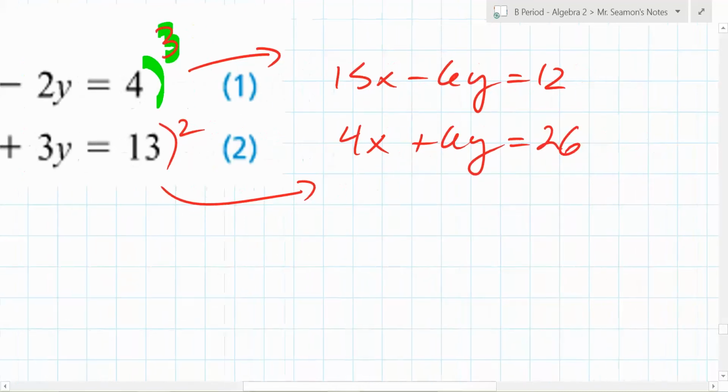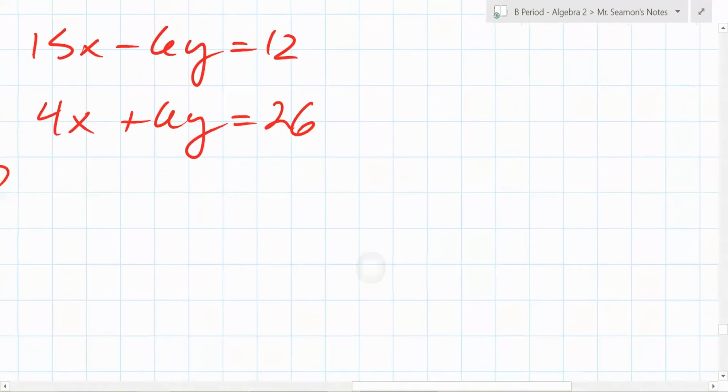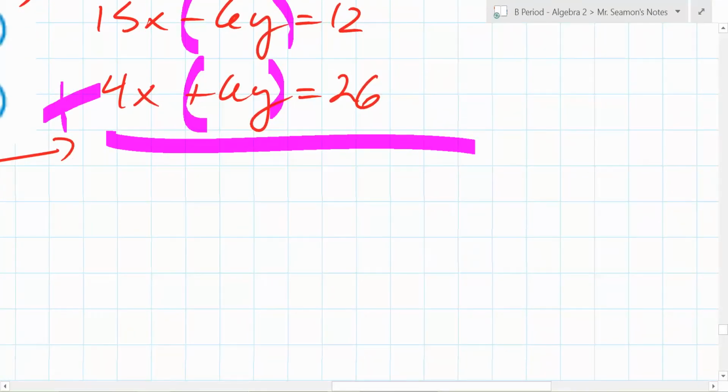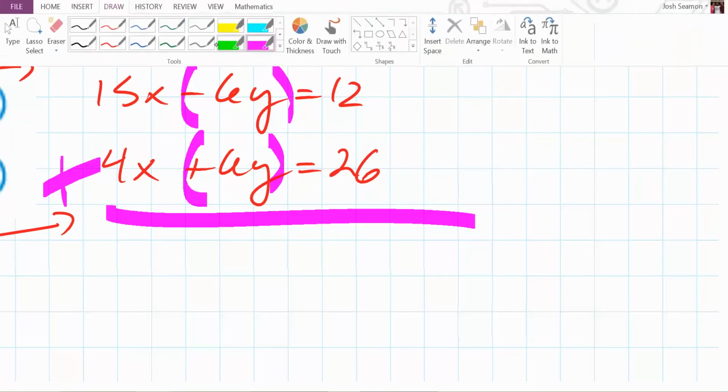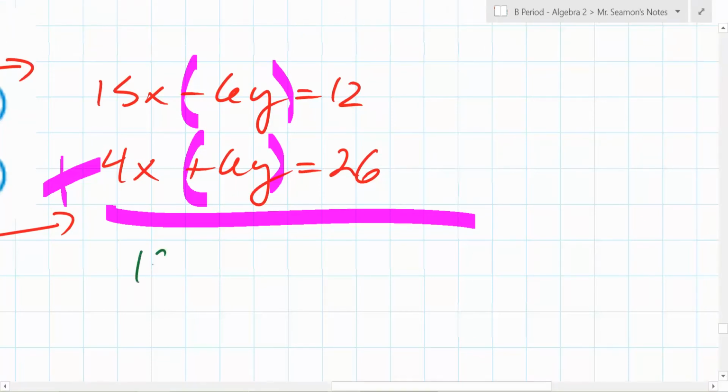Now, why is this suddenly something that's really helpful? Because you can obliterate. By doing what? Add them together. We cross them out because we're adding them together. So when we add these, what's 15x plus 4x? 19x equals 38. So x is equal to 2.